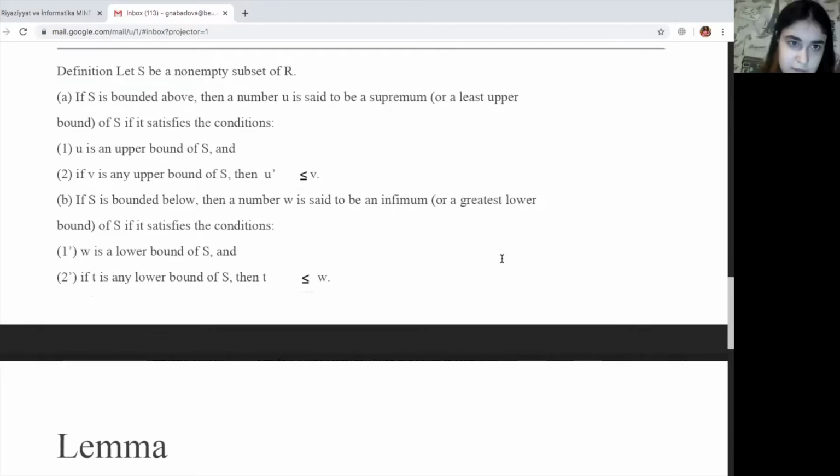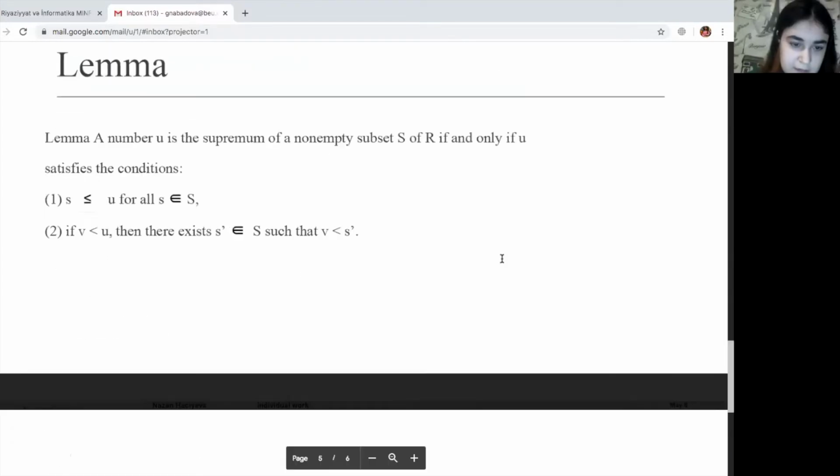So let's continue with our lemma as a result of our completeness property. The lemma says that we have two results: s is less than or equal to U for all s belonging to S, and if V is less than U, then there exists s which belongs to S such that V is less than s. At the end, we have an example.